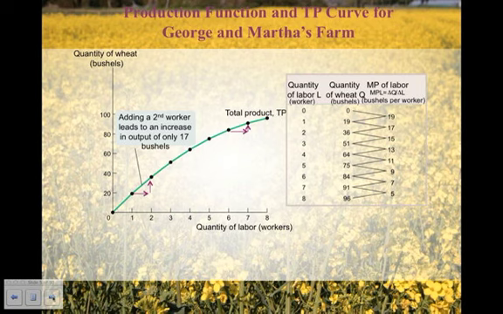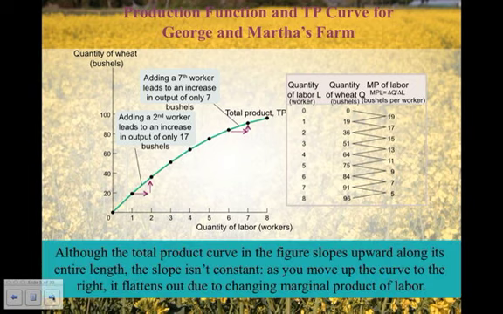So if you added a second worker, it leads to an increase in the output of only 17 bushels. But then if you add a 7th worker, you think maybe they would still be able to add 17 bushels or maybe even more. But actually, they only add 7 more bushels, as we can see by that 3rd column. And here it says, although the total product curve in the figure slopes upward along its entire length, the slope obviously isn't constant. As you move up the curve to the right, it flattens out due to changing marginal product of labor. And that's that 3rd column there.